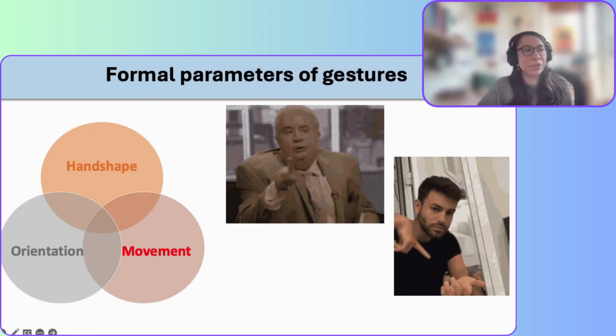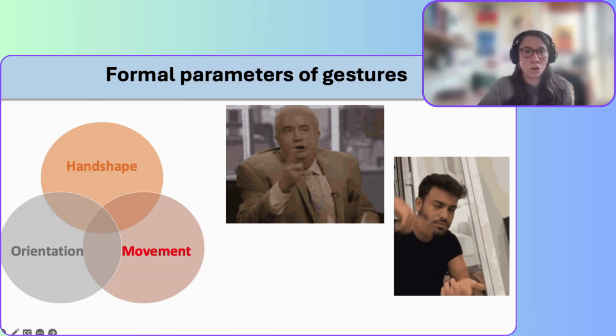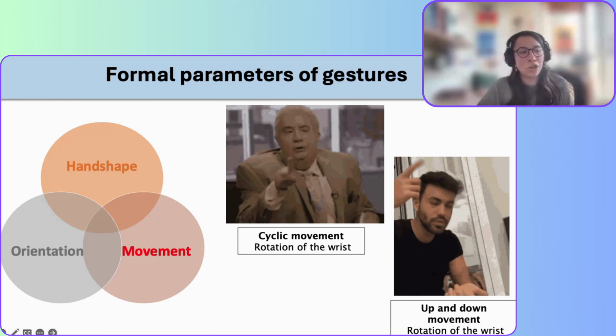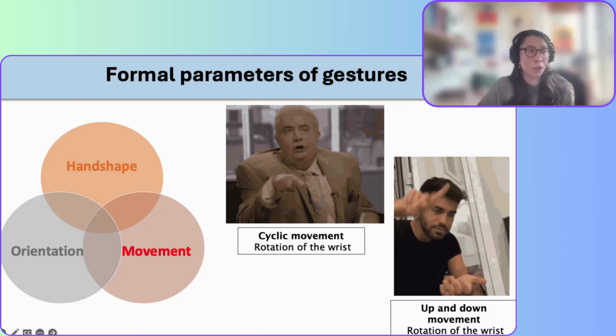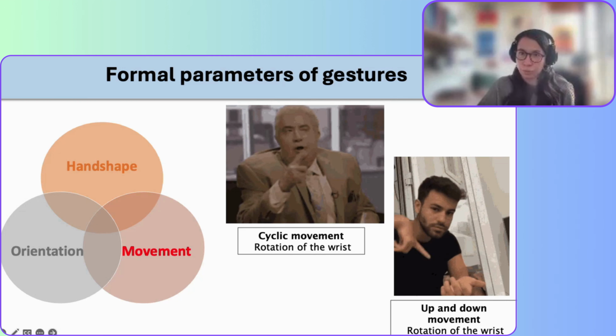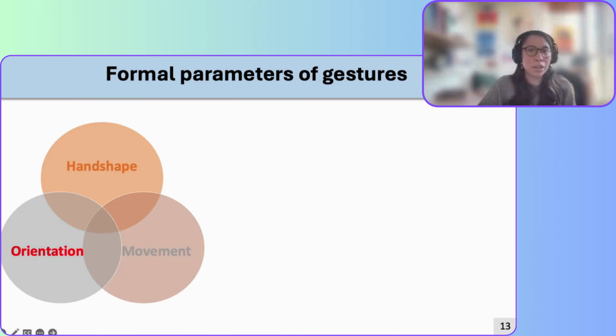If you compare these two GIFs, for example, it is the same hand shape, the pointing hand, but a different movement. On the one hand, you have a cyclic movement with the rotation of the wrist. On the other hand, you have an up and down movement, also with rotation of the wrist, but not the same movement. And that really has an effect on the meaning. While the first one could be something related to cyclicity, the other one, I think, is very clear from the GIF that it's about scrolling down your phone. So you see same hand shape, different movement, hence different meaning. And then orientation as well.